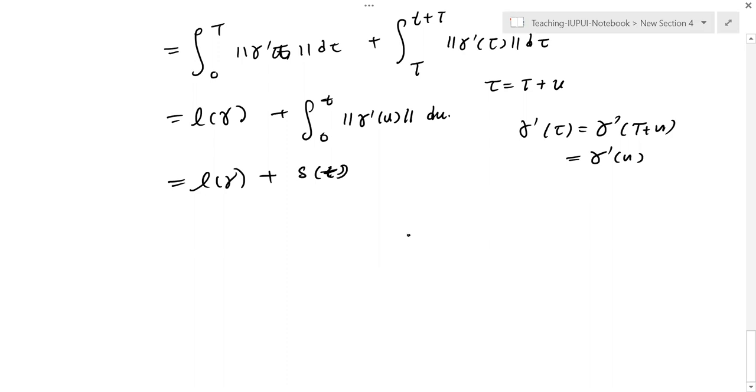From the picture, it's easy to see that s of t is going to be the length of this piece coming to here. Let's assume this is t zero, and that's t, so this is also t plus capital T. Then the length of the curve from zero to t plus capital T is the length of this closed curve plus the length from zero to t.